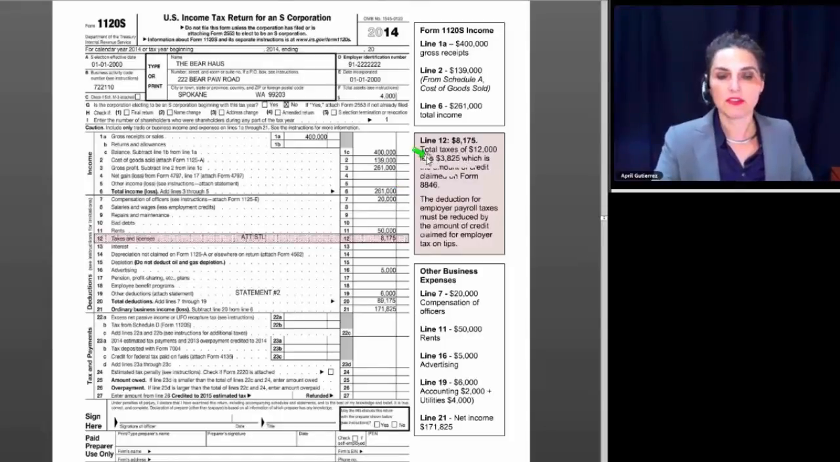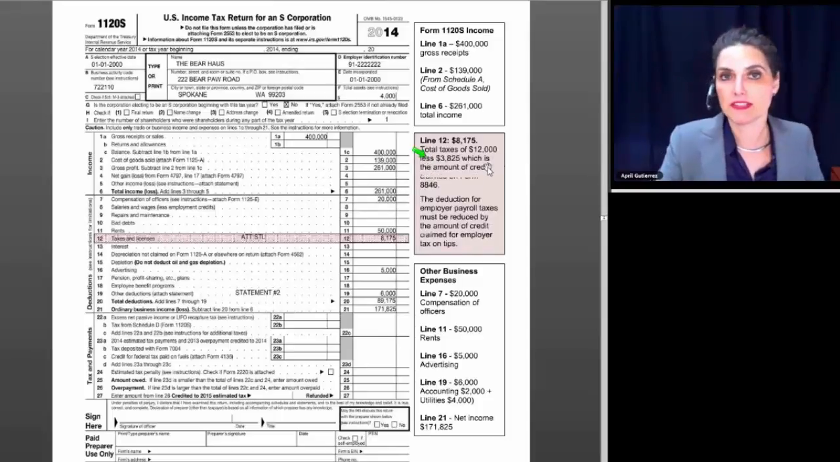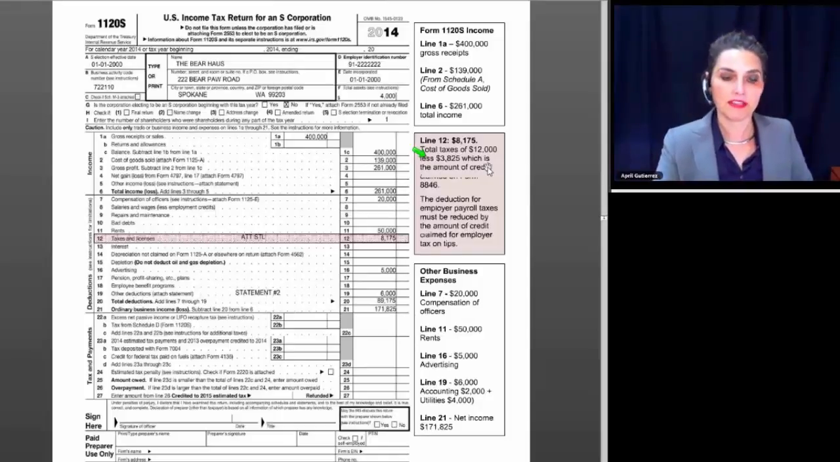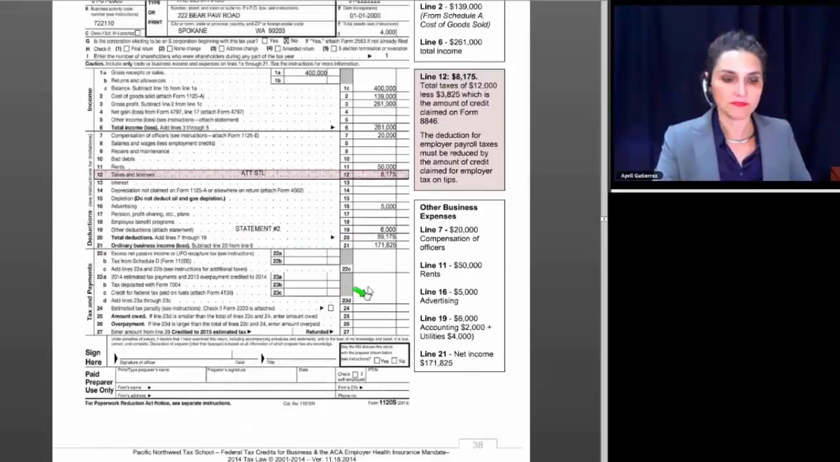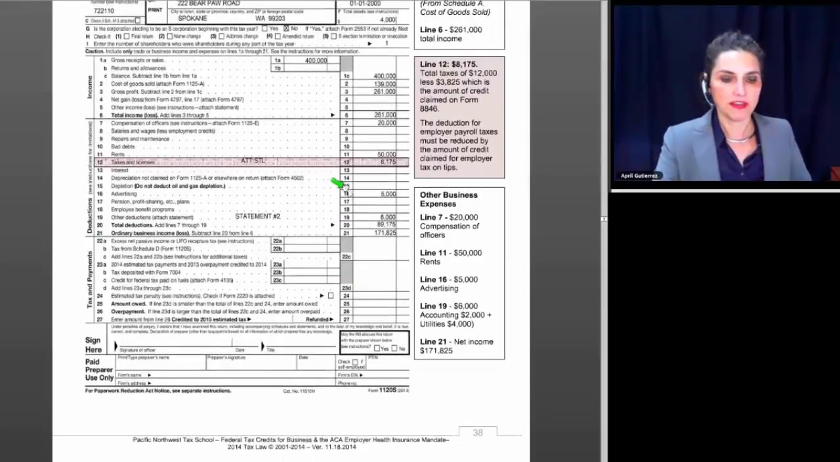So we haven't actually figured the credit yet, but when we do, we're going to determine that it is $3,825, and that $3,825 can't be deducted and also claimed as a credit. That would be a duplication of that particular tax benefit. So the original expense of $12,000 is reduced by the amount of the credit, and then the difference is entered on line 12. We move on and enter the remaining expenses for this particular tax return.